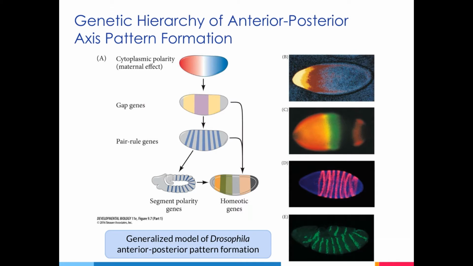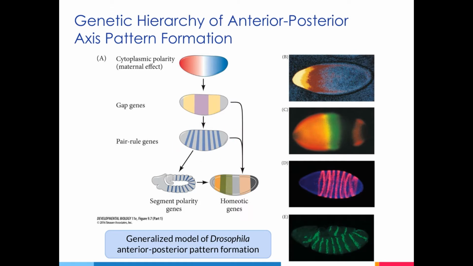The gap genes are also transcription factors, and they're expressed in broad regions in the embryo. These are known as gap genes because when they're mutated or deleted, the larva is missing multiple contiguous segments. The gap genes then activate the pair rule genes, which are also transcription factors. The pair rule genes divide the embryo into 7 segments.